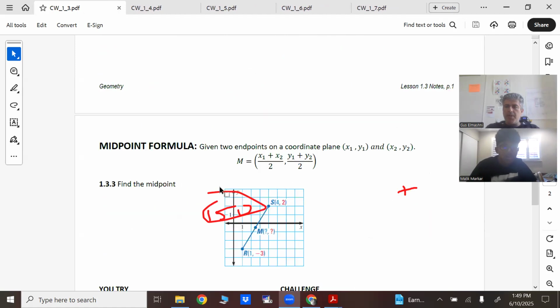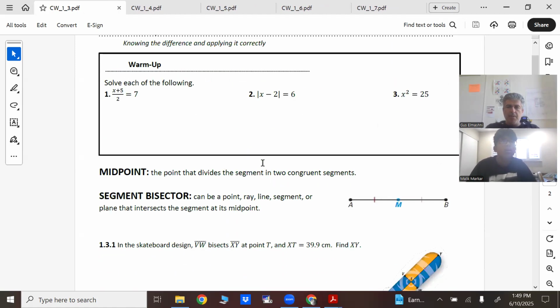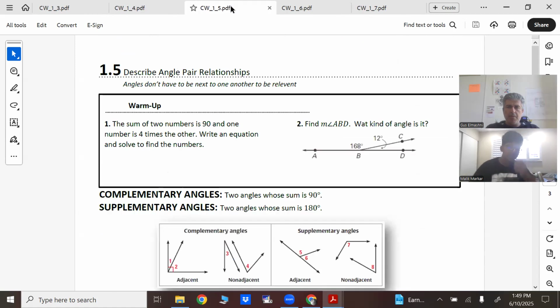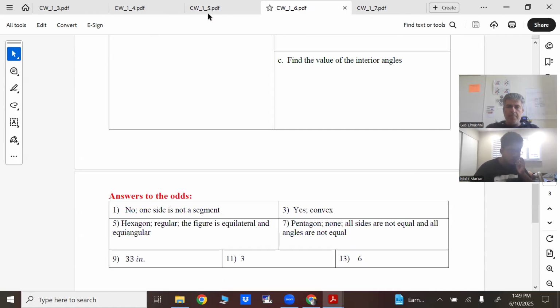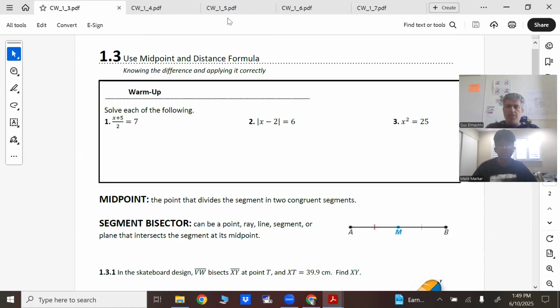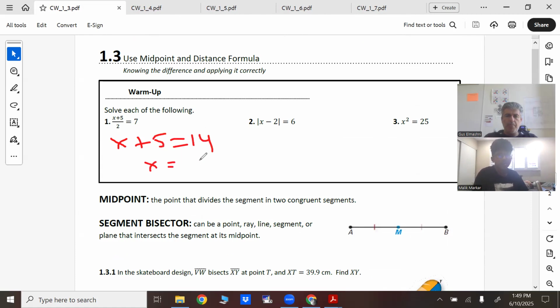Okay, definitely 1.3 is good because that talks about midpoint and distance formula. Yeah, and maybe we get through 1.4 and then stop after today. So for here, you want to multiply both sides by 2. Again, pretty simple, right?